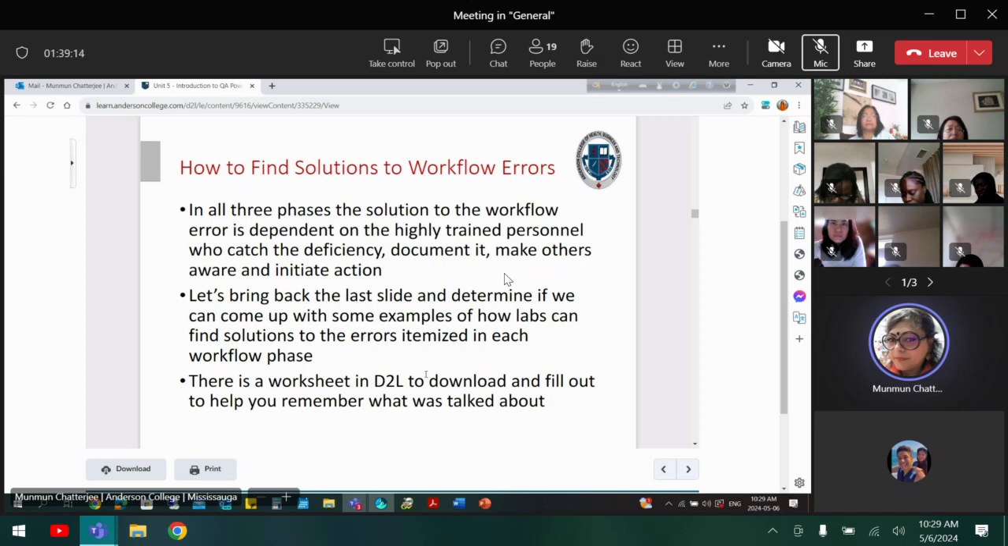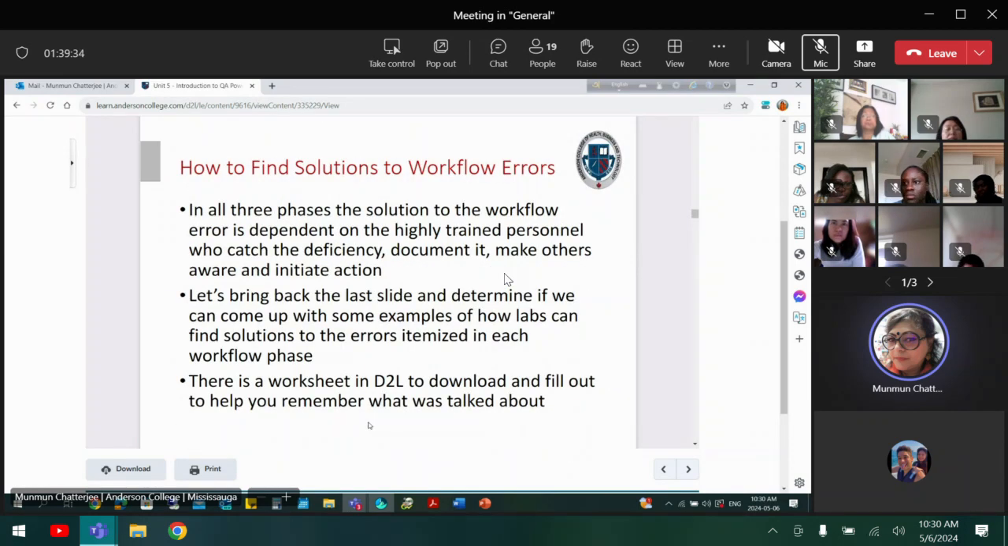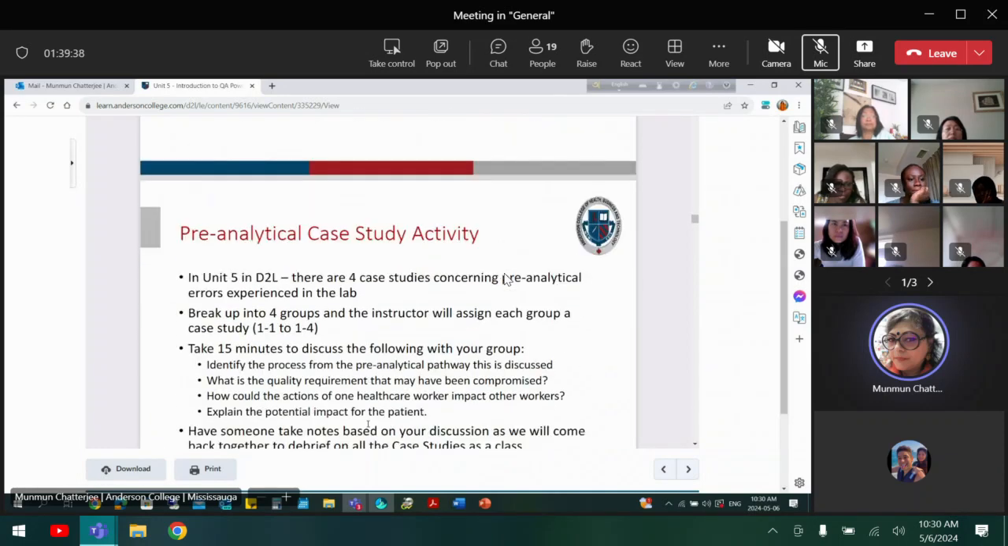Let's bring back the last slide and determine if we can come up with some examples of how labs can find solution to the errors itemized in each workflow pages. There is a worksheet in D2L to download and fill out to help you remember what was talked about. You guys have the worksheet? Okay.